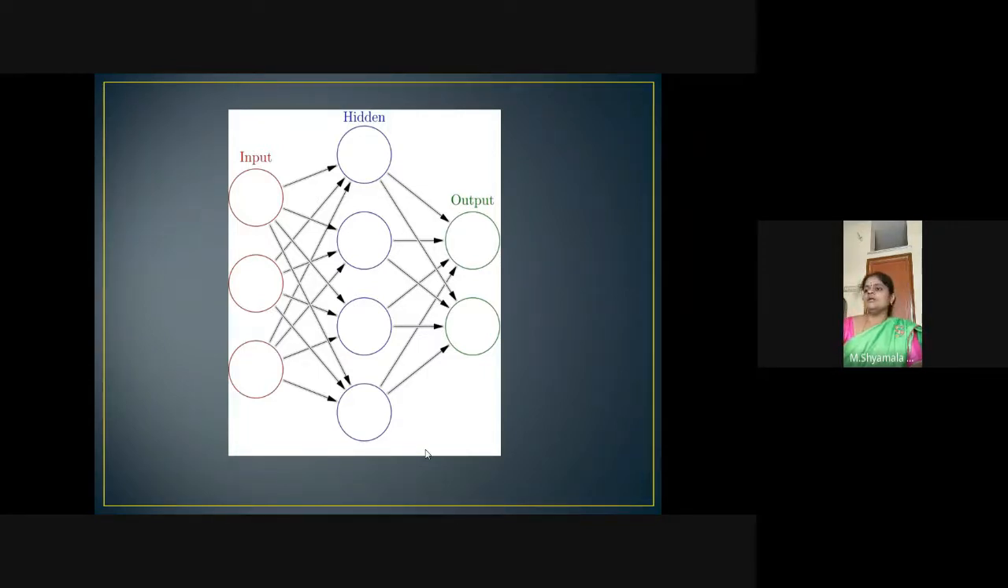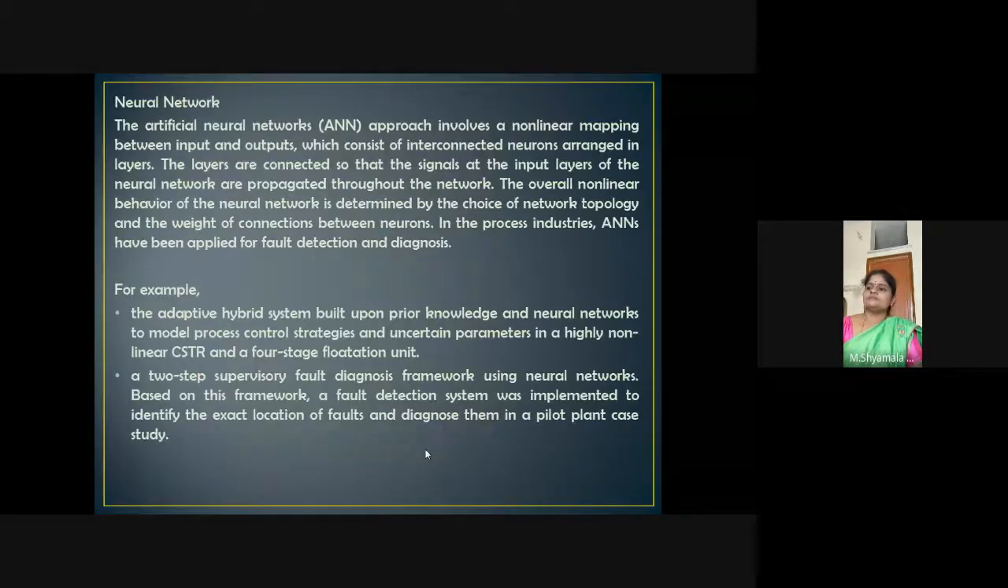This is based on the neural network design. We have an enormous number of neural network designs, so based on the design, we will have many hidden layers, and many rules for hidden layers. There is a forward path flow, or there may be a backward, reverse path flow, and everything will be there. These layers are connected so that signals at the input layer of a neural network are propagated throughout the network.